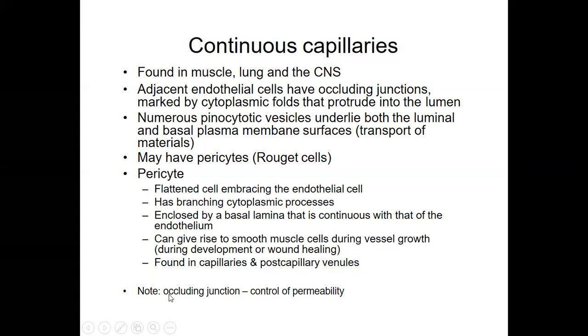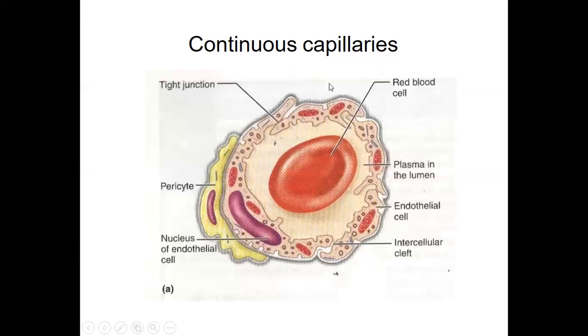So what is the function of the tight junction? It is to control the permeability. Okay, I have just shown you the continuous capillary.